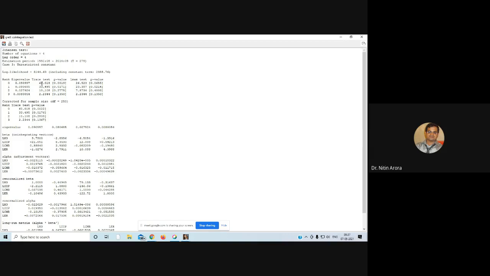So we can go ahead with that level. So we can reject the hypothesis that there is no long run relationship. Zero rank means there is no long run relationship, and that has been rejected.